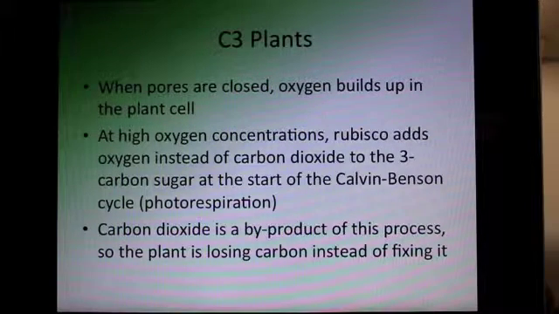So instead of making glucose, it makes junk that has to get broken down by the cell. And at the end of this process, carbon dioxide is a byproduct that's given off. So the plant is losing carbon instead of fixing it. So if you're a C3 plant and you're living in Coos Bay, Oregon, you're probably going to do just fine. It's cool enough and moist enough here that you won't have to close your pores for too long. But what about if you live in a drier area?